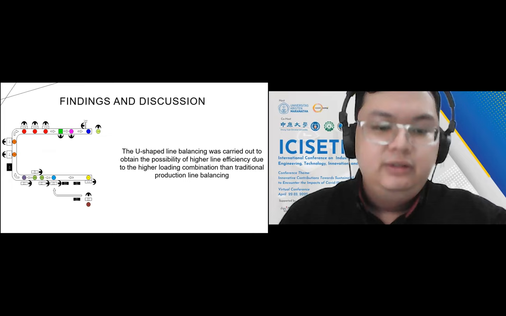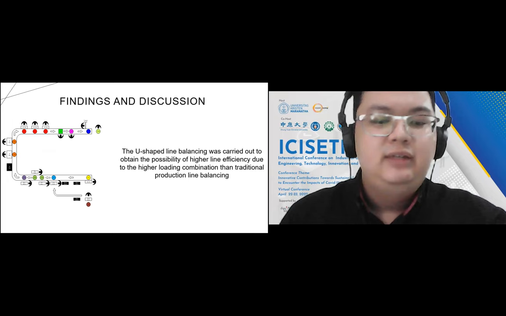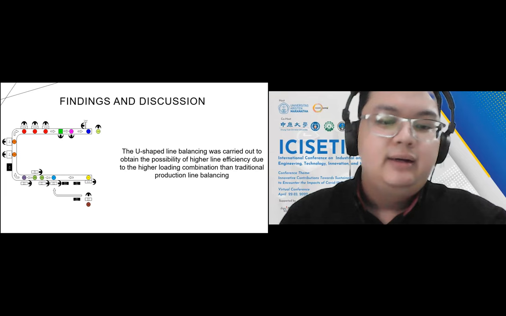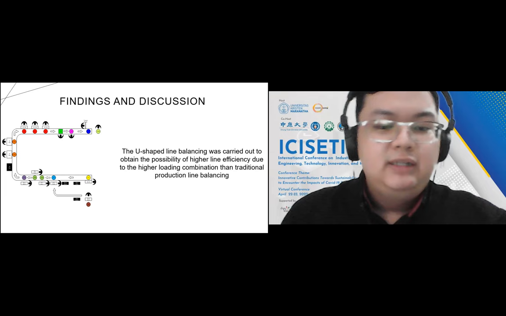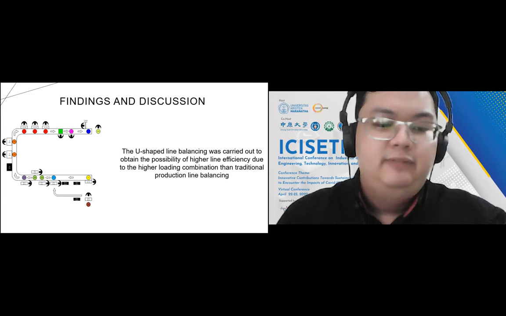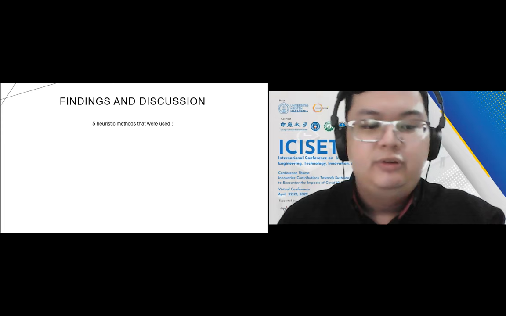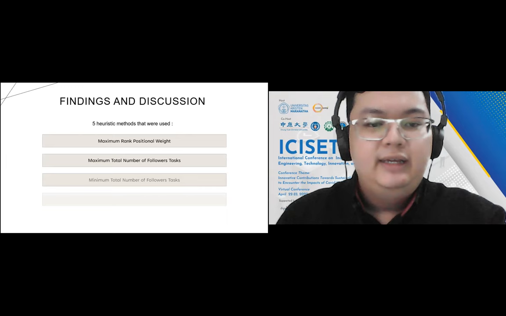U-shaped line balancing was carried out to obtain the possibility of higher line efficiency, due to the combination of more loading and more flexibility than traditional production line balancing. The higher number of combinations due to loading could be done by looking at it from two directions: operations that are free from previous operations and operations that don't have a successor operation. In this research, five heuristic methods were used to balance the U-shaped production line: maximum rank positional weight, maximum total number of follower tests, minimum number of follower tests, maximum test time, and minimum test time.